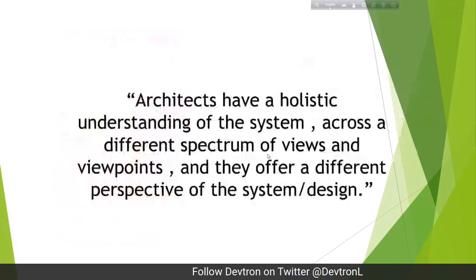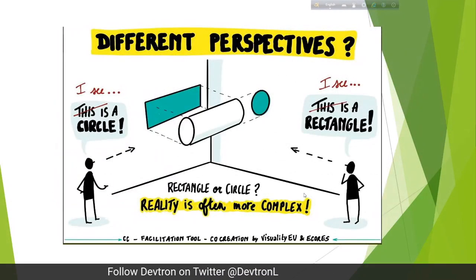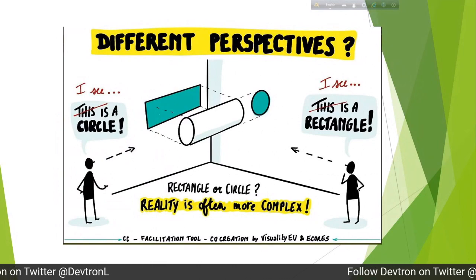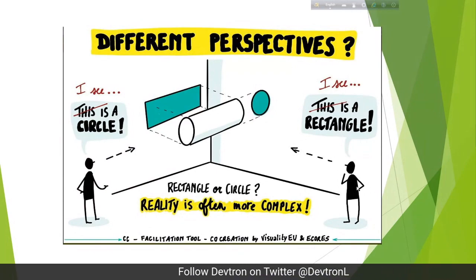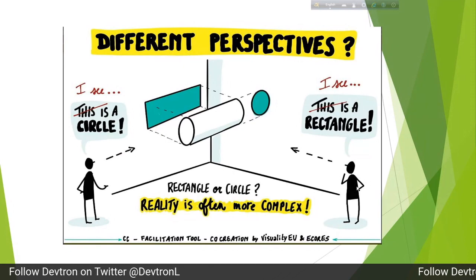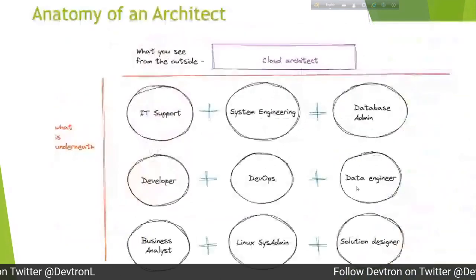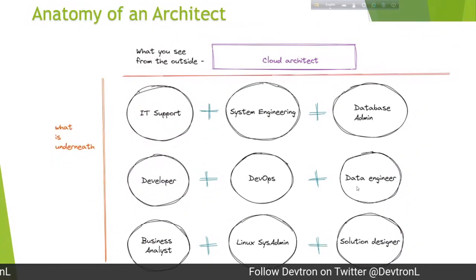by showing them the view. So in this case, for example, if this is a developer, this is another developer, as an architect, I am supposed to coach them, collaborate with them so that I can help them see the bigger vision. I can help them see that no, this is not a circle, this is not a rectangle, this is actually a cylinder. Perfect.